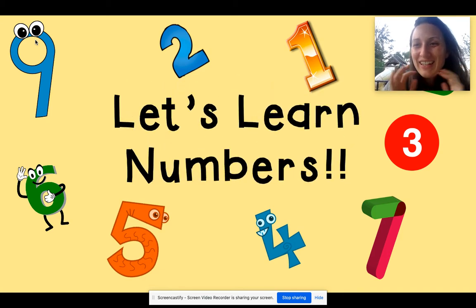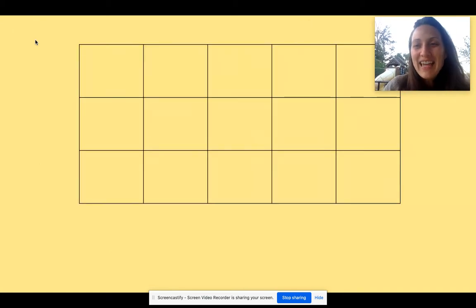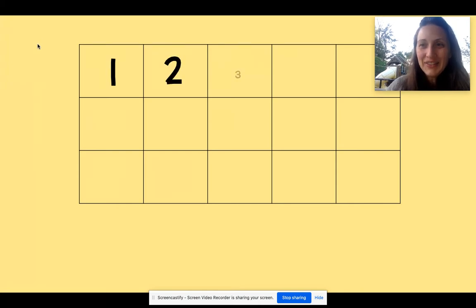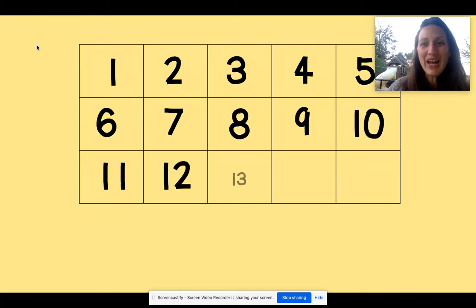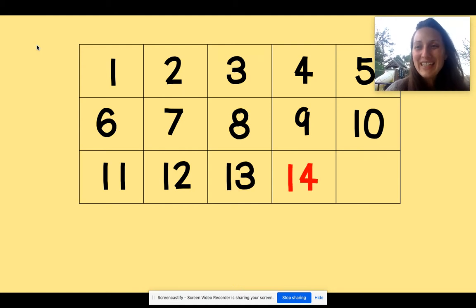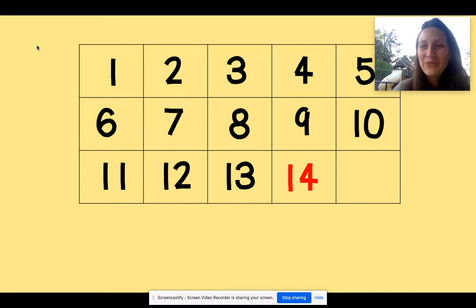So let's talk numbers. I like to count from 1 so you can figure out what number we're going to learn today. Count with me. Here we go. 1, 2, 3, 4, 5, 6, 7, 8, 9, 10, 11, 12, 13, and 14. Today, our number of the day is 14.